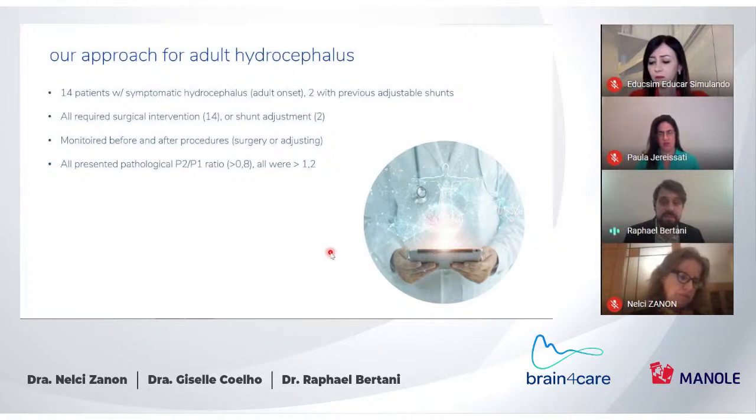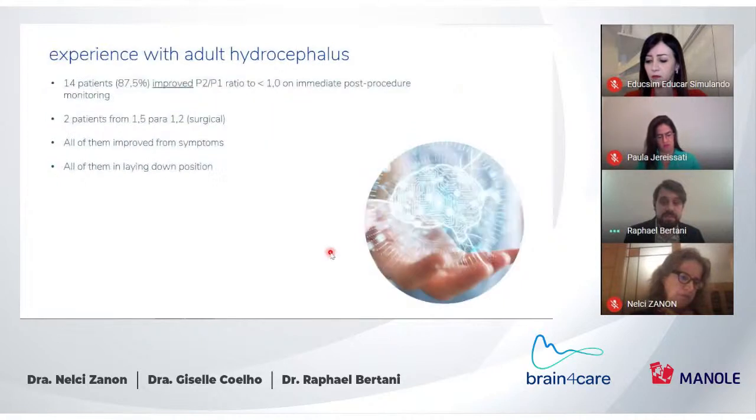We had 14 patients with adult onset hydrocephalus that were not operated, and 2 of them that already had shunts, but were adjustable shunts. All of them required either to be operated to receive a shunt or to have shunts adjusted. They were monitored before and after the procedures, either surgery or adjusting, and all of them had a pathological P2-P1 ratio. All of them were above 1.2. After the surgery, after the adjustment, 14 of these patients improved.